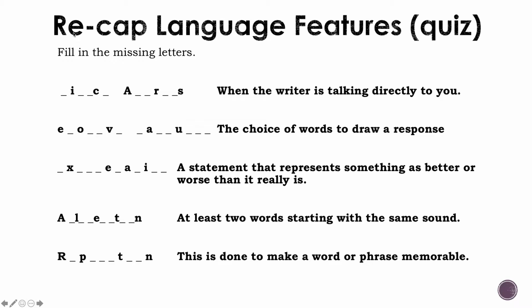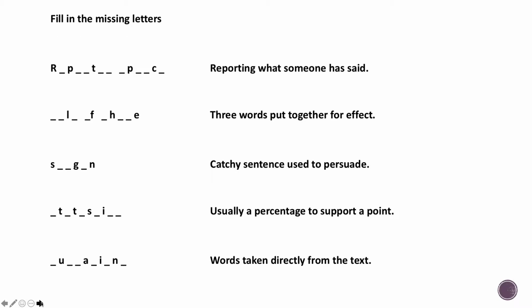Next one, done to make a word or phrase memorable, is repetition. Okay, so again, that's the idea of repeating the same idea more than once to make it more memorable to you, pulling it throughout the text. Next one, reporting what someone has said. So that's reported speech. So this is the idea that, for example, you might quote an expert or somebody who was an eyewitness to some account. The idea is that if you report what someone has said, it makes your ideas more believable, stronger.